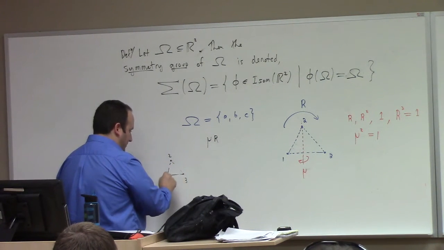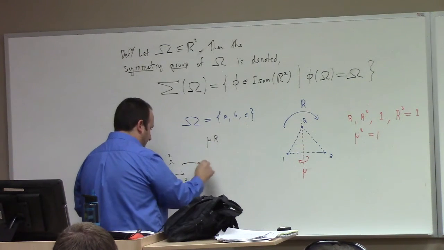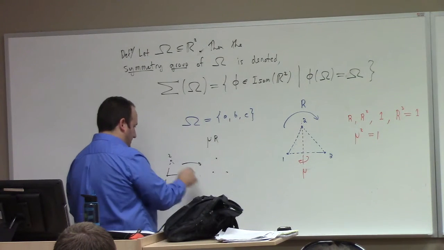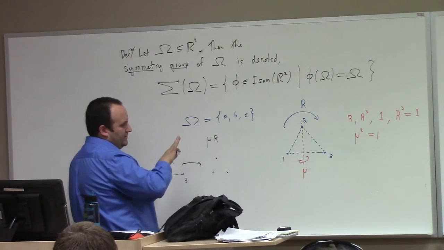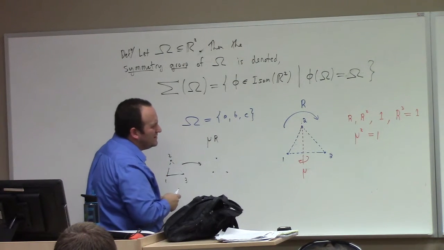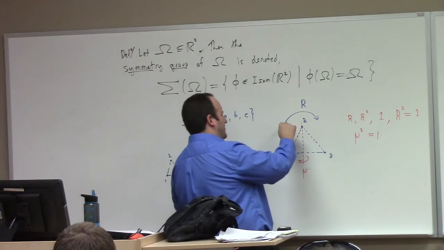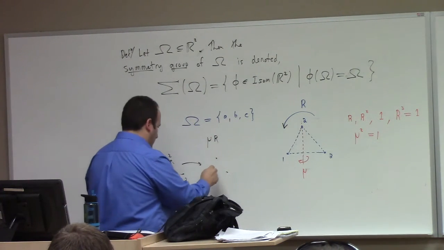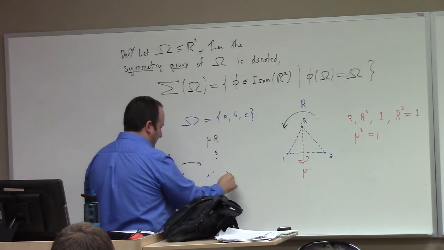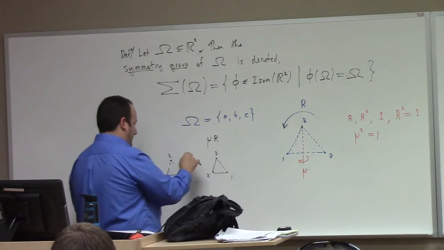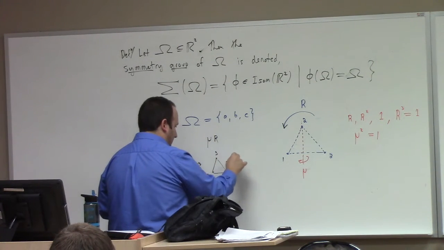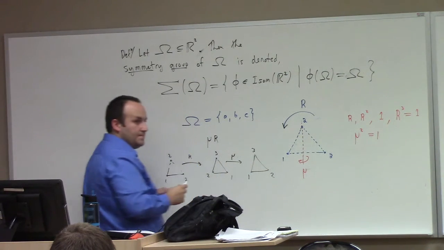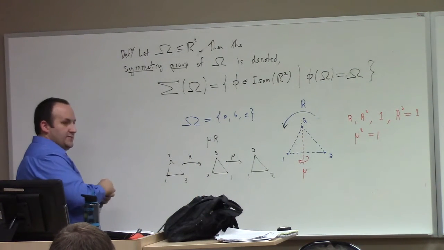So let me do it. We start with 1, 2, 3. We rotate. That gets us to what? Let's see what we got. Am I doing clockwise or counterclockwise? Let's go counterclockwise. So 2, 3 came up here. 1 came over here, right? That's my rotation. And then my reflection gets me where? 1 and 2 flip, right? 3 stays up here. So we could rotate and then reflect.